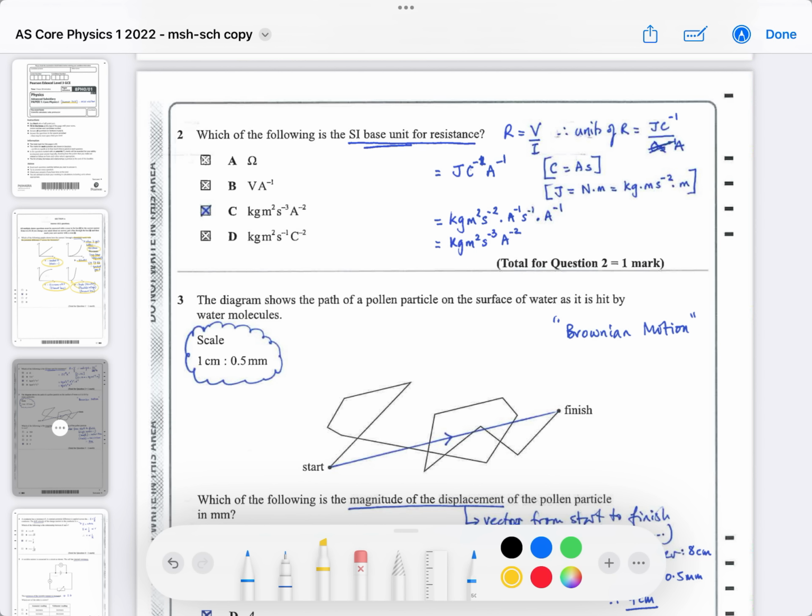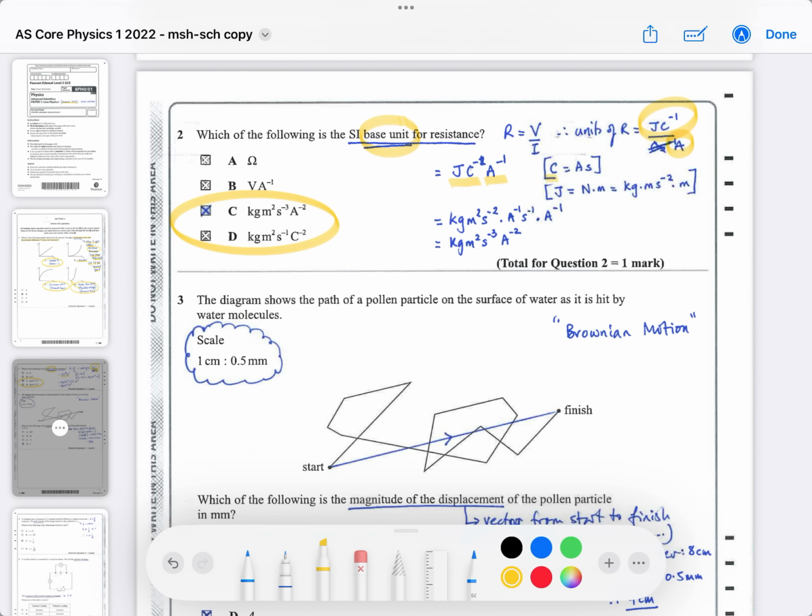It now says, which is the following SI base unit? Base unit means kilograms, meters, and seconds. So it has to be one of these two. You've got to work out which one is correct. Resistance is voltage over current, and voltage is joules per coulomb, and current is amps. Amps is a base unit, so you can't change that. So it's joules per coulomb, amps to the -1.